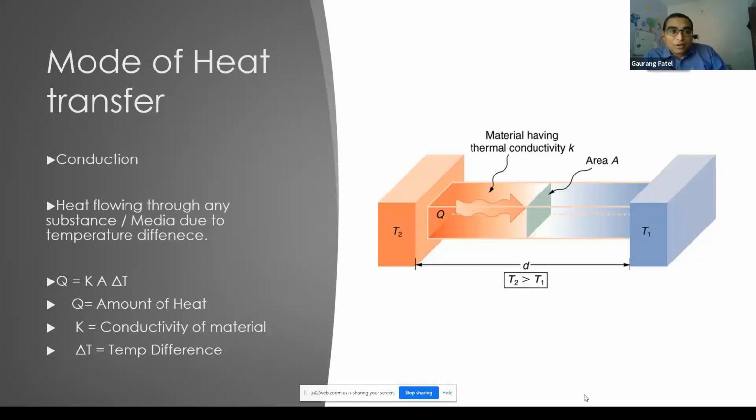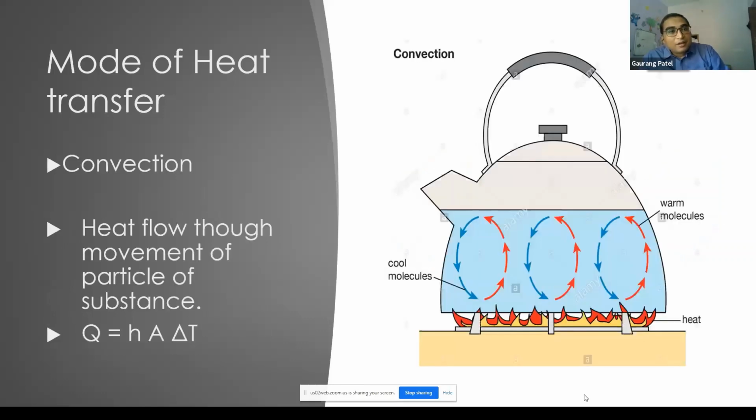Okay. So the first mode of heat transfer is conduction, which happens because of the delta T. The most important parameters are the conductivity of the material, area, and delta T. The second mode of heat transfer is convection, which happens because of the movement of particles of the substance. Q is equal to hA delta T: convection heat transfer coefficient, area, into delta T.